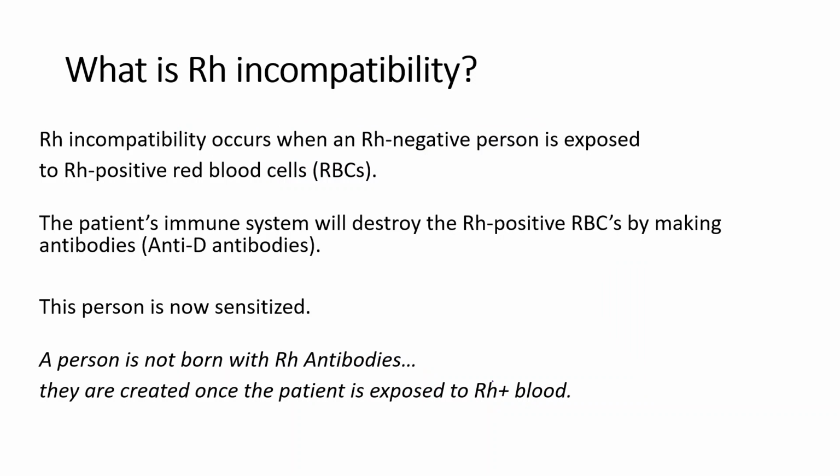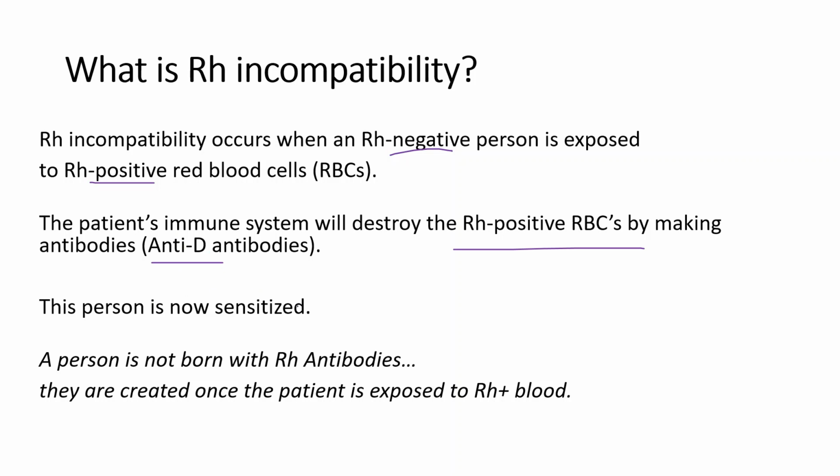So now let's take a look at RH incompatibility. RH incompatibility occurs when an RH negative person is exposed to RH positive blood. Again, that RH negative person may have antibodies. And if that RH positive blood shows up, meaning it's got the RH antigen on the surface, guess what? That RH negative person is going to have a problem with that. The patient's immune system will destroy the RH positive red blood cells by making antibodies. Now, the RH antigen is called the D antigen, so therefore the antibodies would be anti-D. Okay. So when you hear D, that's really the RH antigen that we're talking about there.